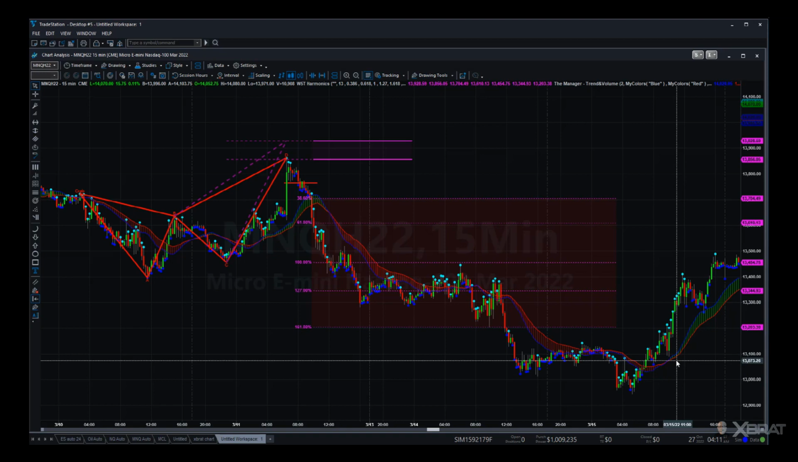Very, very simple strategy. All the heavy lifting is done behind the scenes for you. Then it just printed on the chart.